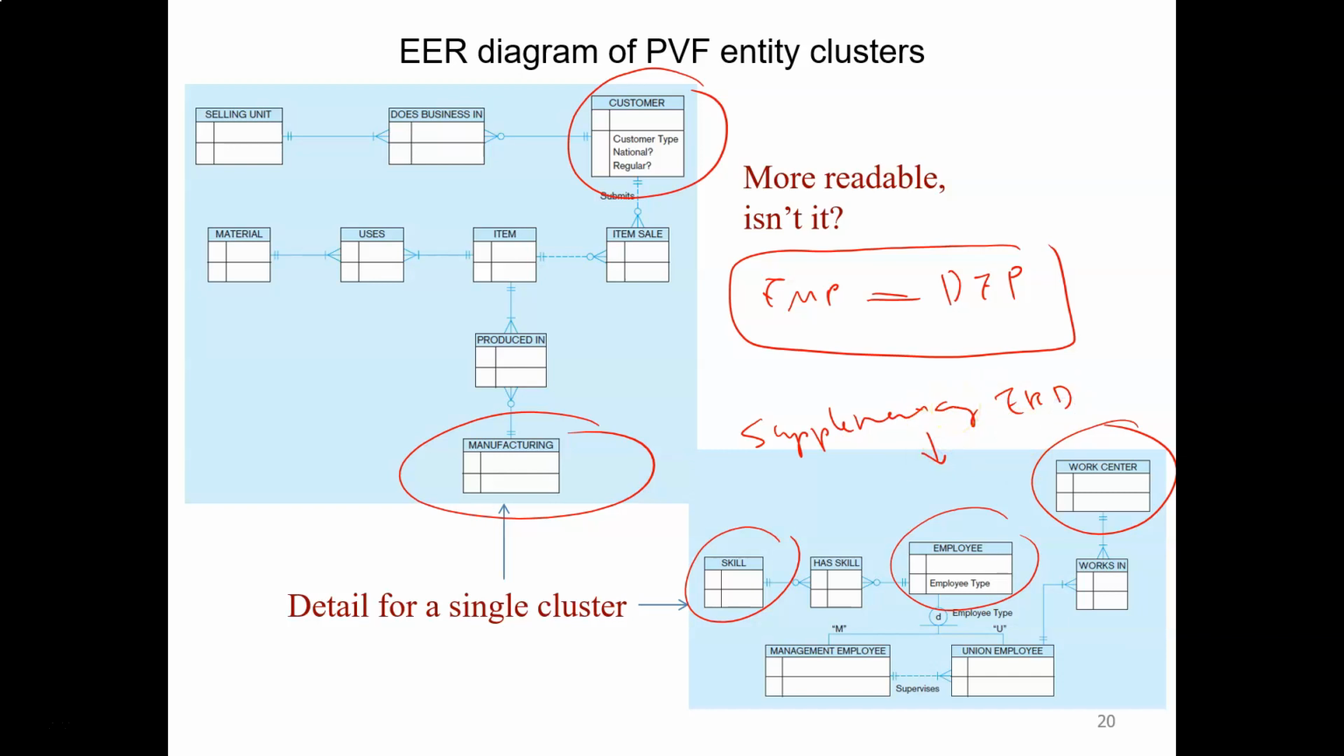You create these entity clusters so that you can explain it better to the business people. They don't have to look at 200 different entities. They only need to look at maybe 10 different entity clusters. So it makes it easier for business people to understand the database.